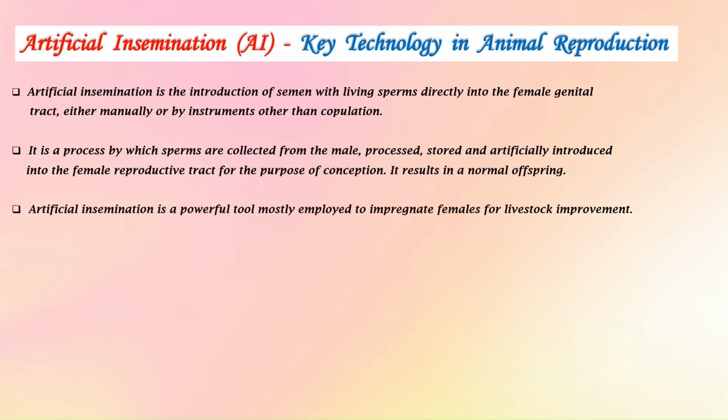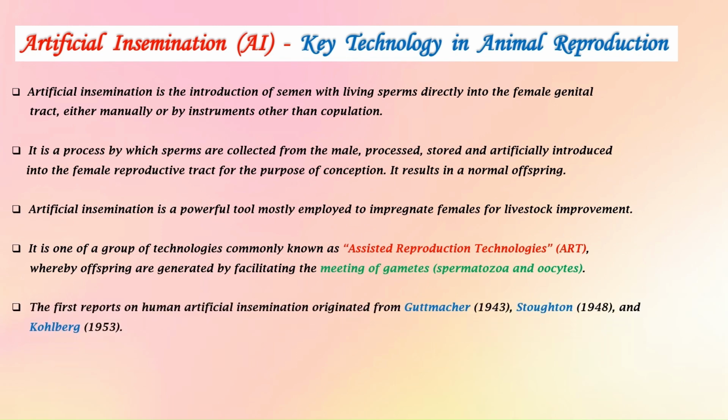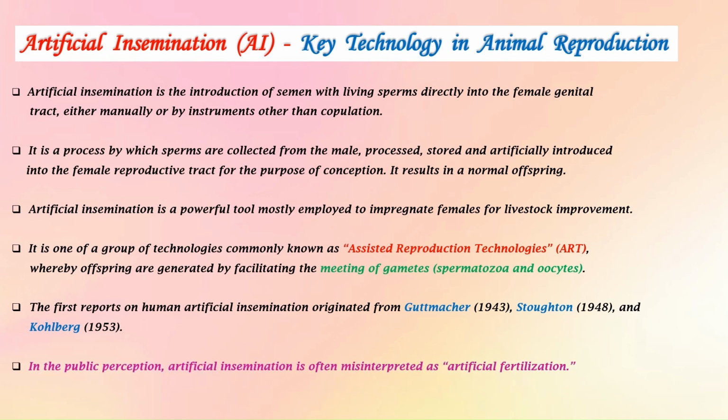This powerful tool is mostly employed to impregnate females for livestock improvement. It is one of a group of technologies commonly known as assisted reproduction technologies, abbreviated as ART, whereby offspring are generated by facilitating the meeting of gametes, that is spermatozoa and oocytes. The first reports on human artificial insemination originated from Guttmacher in the year 1943, Stoughton in 1948, and Kohlberg in 1953. In the public perception, artificial insemination is often misinterpreted as artificial fertilization.